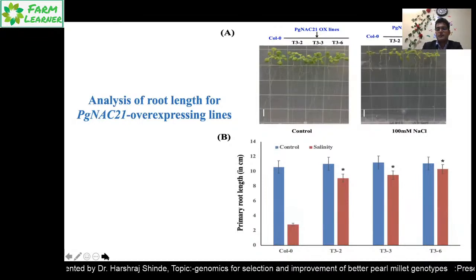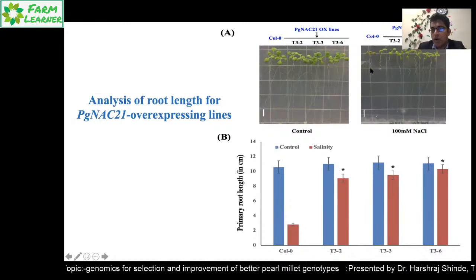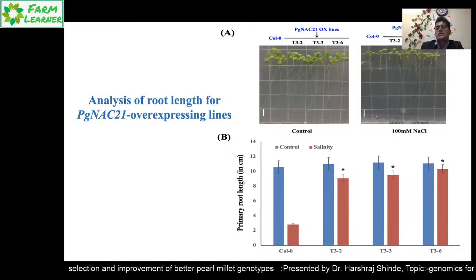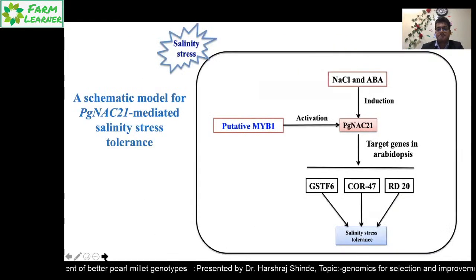Then for the same NAC21 overexpression lines, we performed the root assay. So you can see that during salinity stress, the overexpression line showed a very high amount of root elongation compared to the wild type lines. So we think that this gene is also responsible for root elongation during salinity stress. Then we found some of the target genes of NAC21 in Arabidopsis. Most of these genes are stress responsive genes. And then we proposed a model of how NAC21 works in pearl millet.